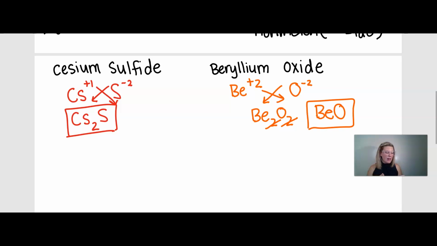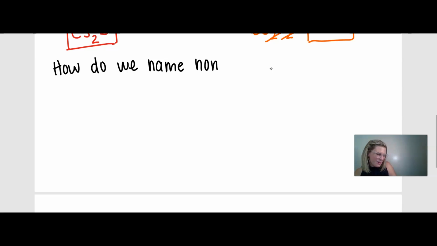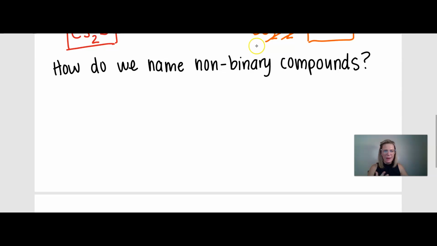Awesome job. What about things that have more than 2 atoms? Non-binary compounds, let's chat about those. How do we name non-binary compounds, or compounds that contain more than 2 types of atoms? This is a lot of different types of compounds, so I'm going to show you a couple of these and how we name them, and then we'll talk about how we get there.